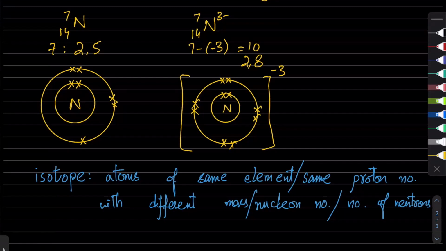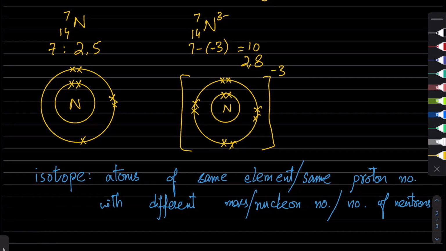Number 1 is that they have to have the same element or the same proton number, one of the 2. And the second one is they have different mass or different nucleon number or different number of neutrons. Okay, so these are the 2 main ideas that the definition of isotopes must have, and you should be able to tell that from whatever the definition is that you write.